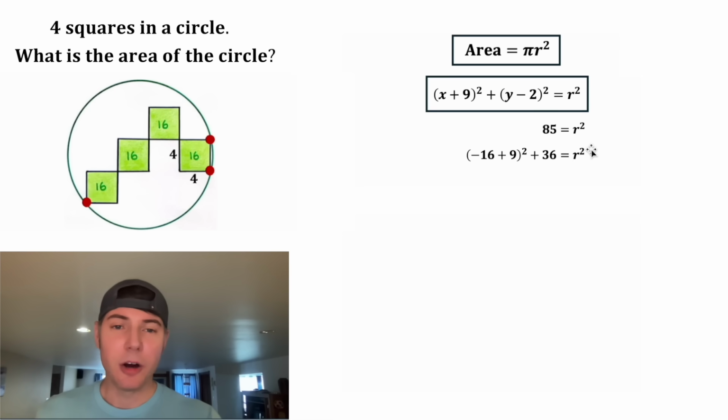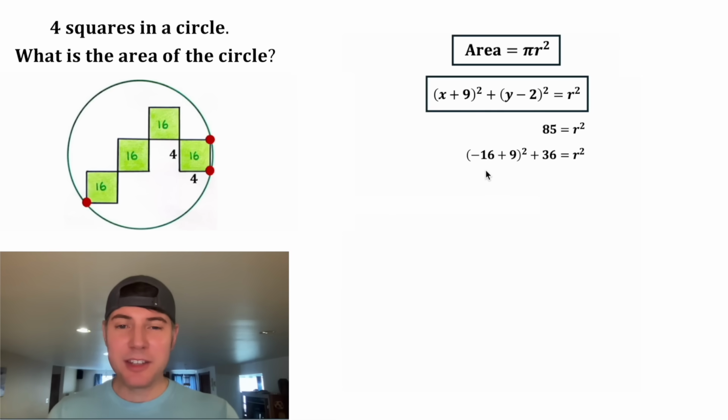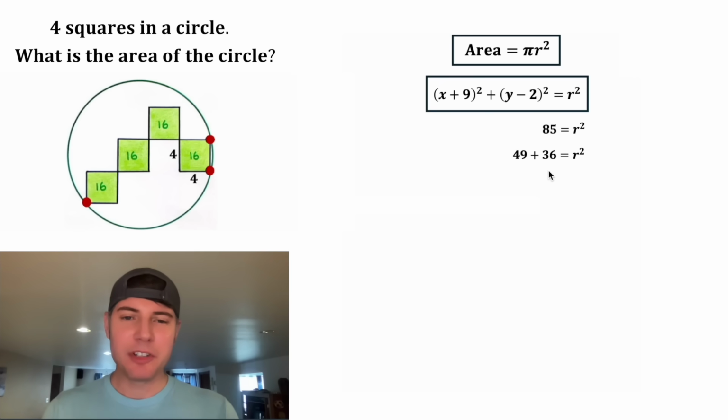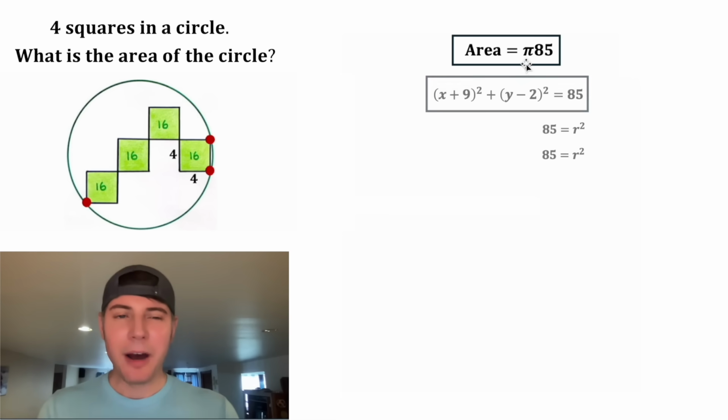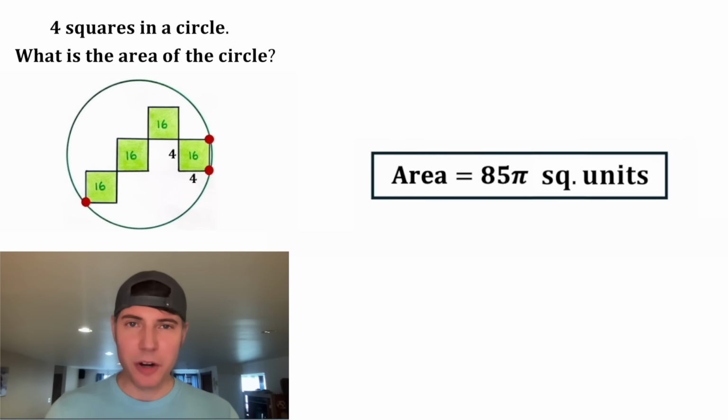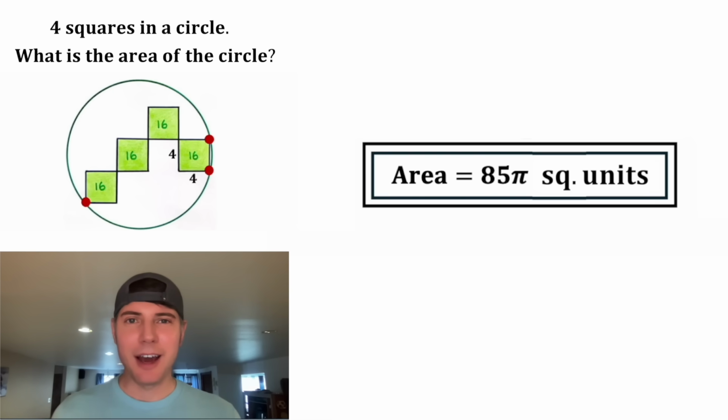This technically is all we need to finish, but I kind of want to make sure that this equation will match. Inside the parentheses, negative 16 plus 9 is equal to negative 7, and negative 7 squared is equal to 49. 49 plus 36 is equal to 85, and both our equations give us the same thing, that 85 is equal to r squared. We can now update this r squared to be 85 and this r squared to be 85. And pi times 85 is the same thing as 85 pi. Let's give it a label of square units and let's put a box around it. How exciting.